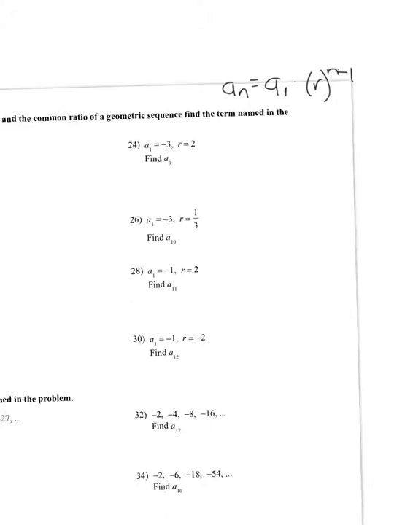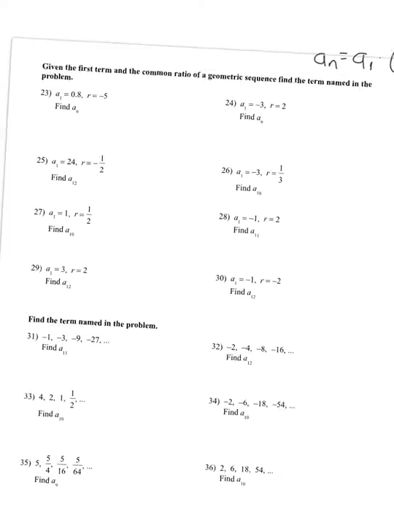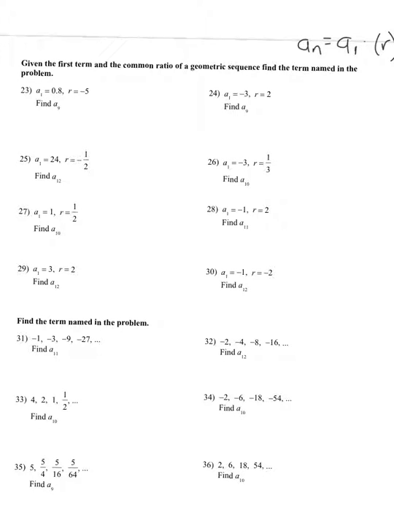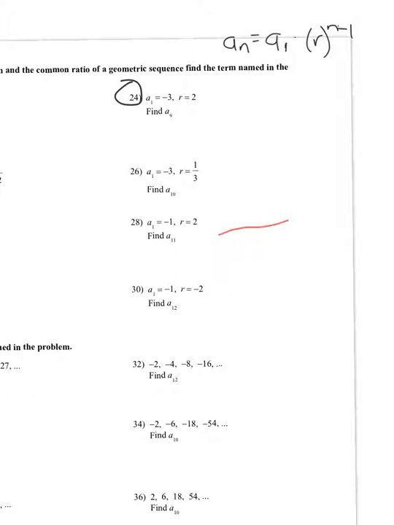In this next section here, given the first term and the common ratio of a geometric sequence, we're going to find the term named in the problem. And I'm going to do number 24 here. Okay, we have an nth term formula, and I've written it up here. It's an equals a1 times r to the n minus 1 power. And I like to put that r inside parentheses.